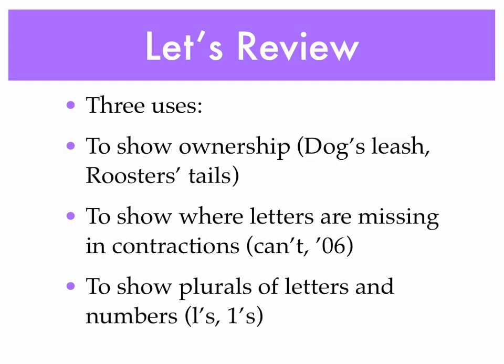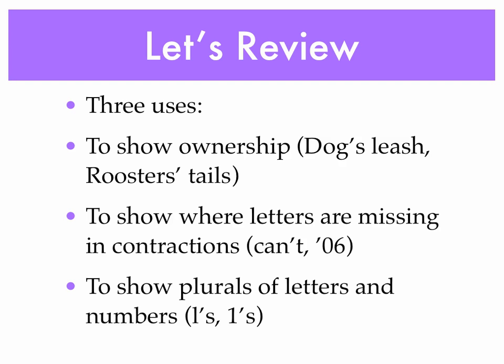Let's review. There are only 3 uses for the apostrophe. To show ownership: dog's leash, roosters' tails. Notice the difference, people. It's one leash, one dog. That's why you use apostrophe s.